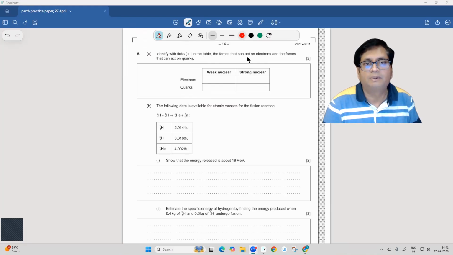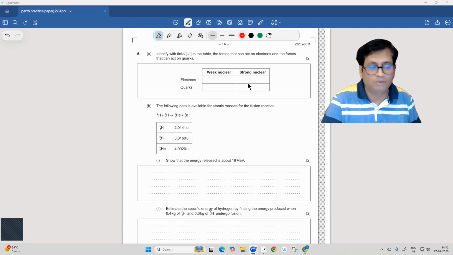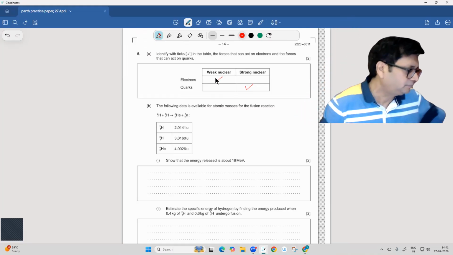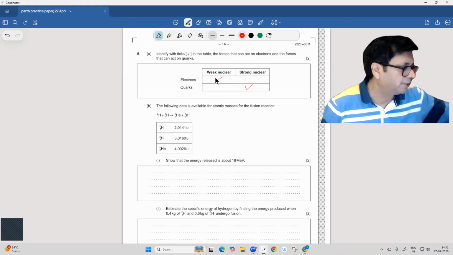Identify with ticks in the table the forces that can act on electrons and the forces that act on the quarks. Electrons and quarks. Yeah, because on the quark there is strong nuclear force, right? And on the electron there is like the beta radiation. They are only weak nuclear forces, right?